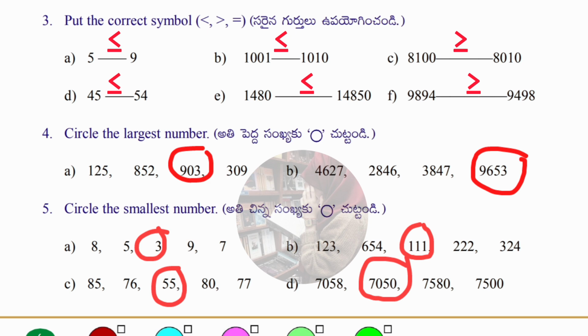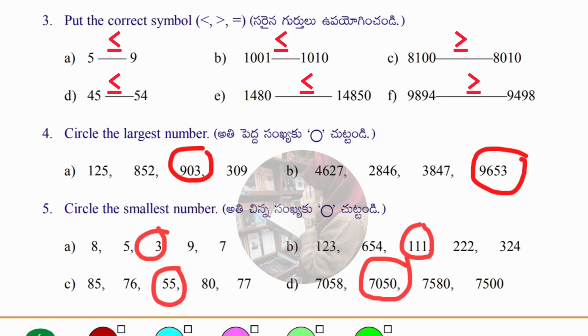Then 1480 less than 14850. Then 9894 is greater than 9498. Okay, let's see the fourth Roman, which is circle the largest number. Here two sequences of numbers are given in which we have to circle the biggest number. So 903 is the biggest in that sequence, and in the second one 9653 is the biggest number.